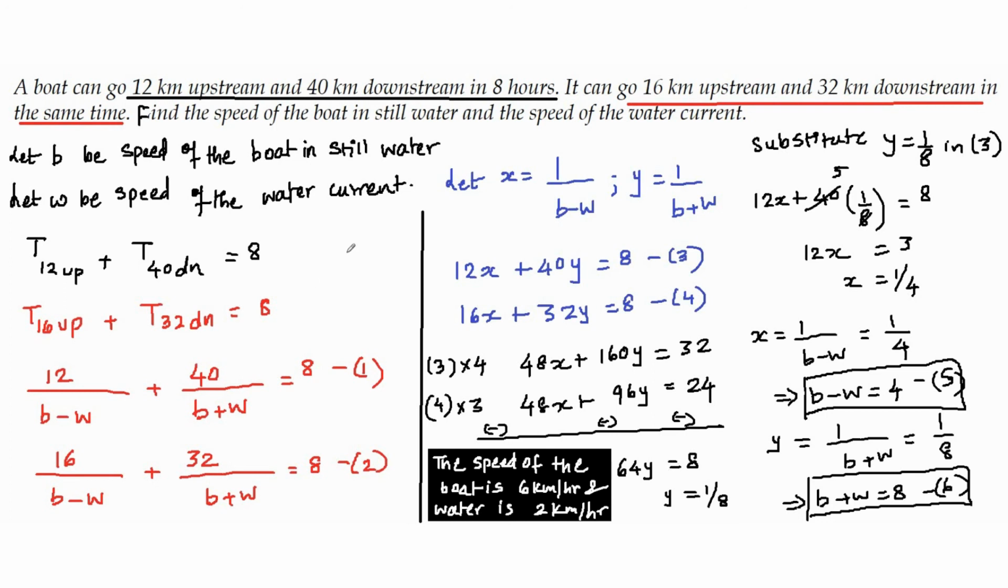So this is how we solve equations based on upstream and downstream. I'll again pause for a few seconds so that you can take a look at how this particular equation was framed, and how the equations were framed, and what was the idea of substitution, and how we got the values of b and w.